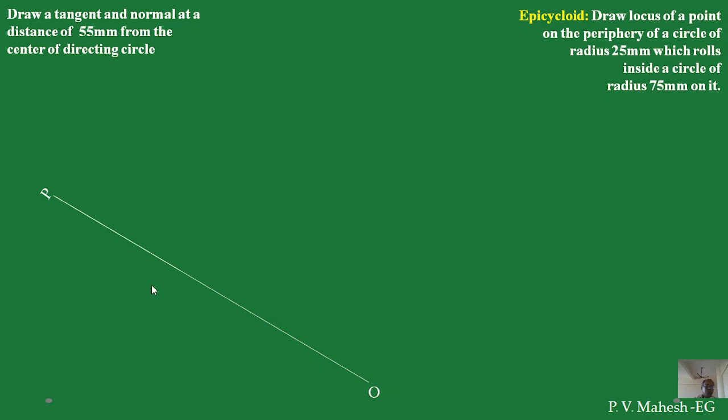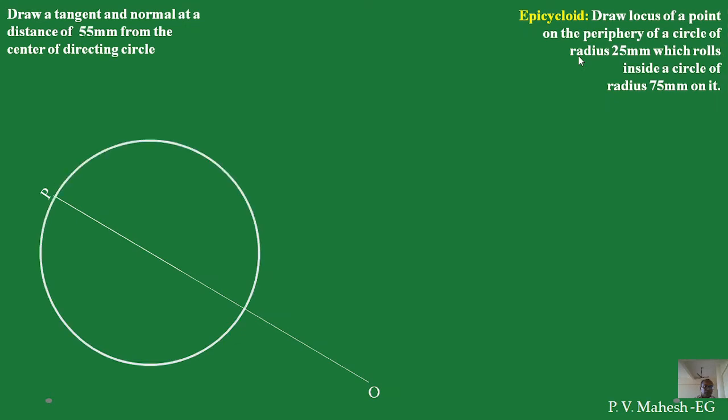Now what I have to do? Previously we extended because the circle is rolling outside. Now I have to take it inside P. What is the distance? The diameter of this circle. So I will get the diameter of the circle like this. So the circle is inside P, PO. Previously it was outside PO. That is the difference between epicycloid and hypocycloid.